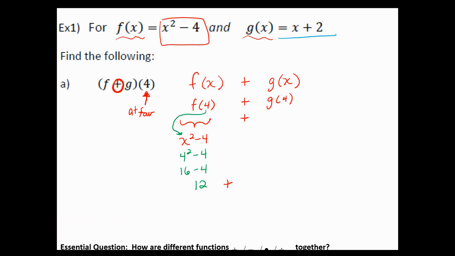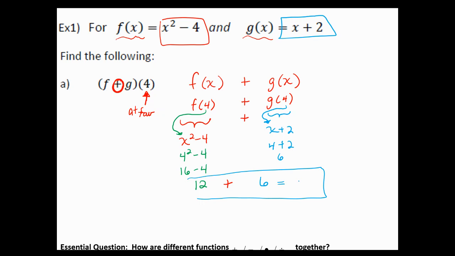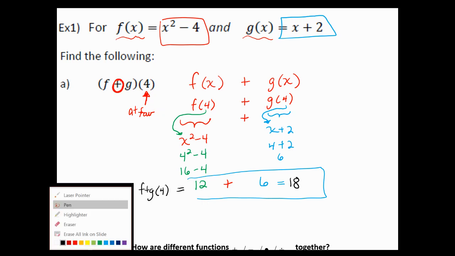So now we have to do the g function. So what is the g function? It's x plus 2, and we're supposed to plug in a negative 4. I'm sorry, positive 4. So you plug in 4, bring down 2, that would be 6. So all we're asking you to do is add 12 plus 6. All right. So the f plus g at 4 is equal to 12 plus 6, which is 18. So there's your final answer.